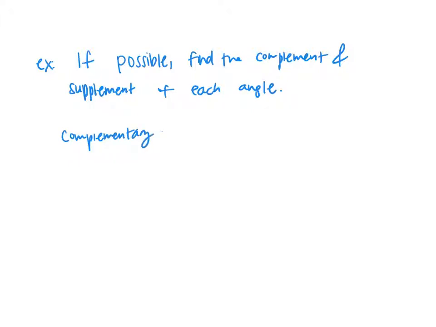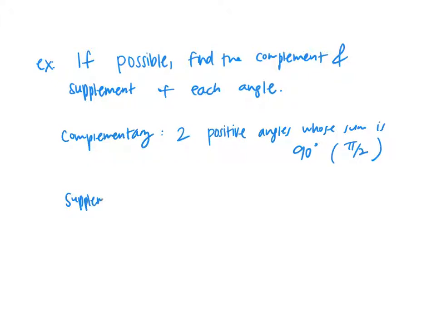So complementary, if you think back to geometry, right? Two angles are complementary if they add up to how many degrees? 90 degrees, right? And they both have to be positive. So complementary angles are two positive angles whose sum is 90 degrees, or pi over 2 radians.